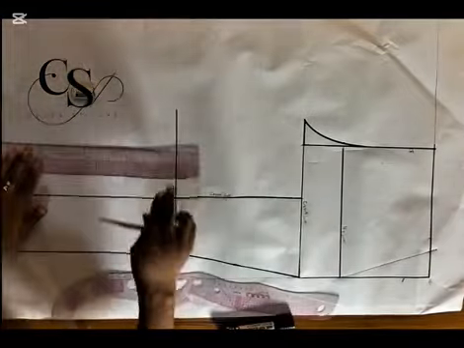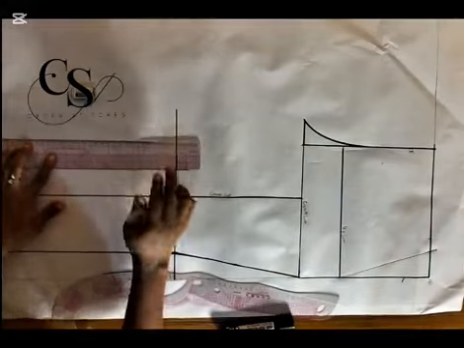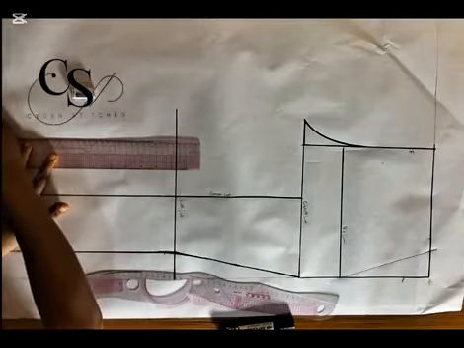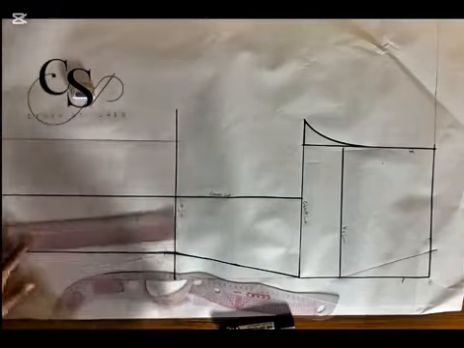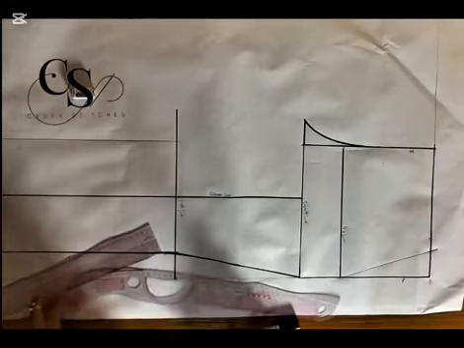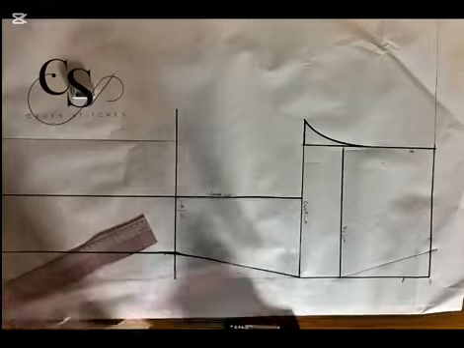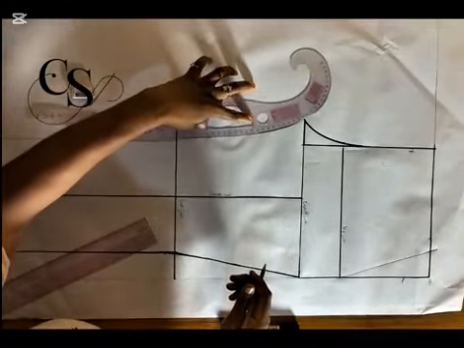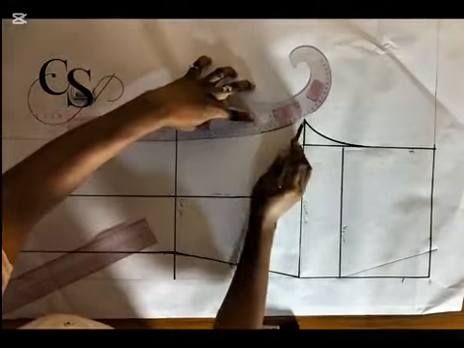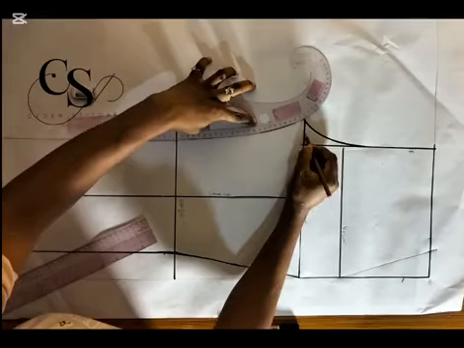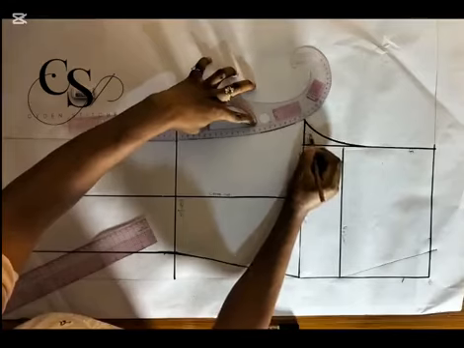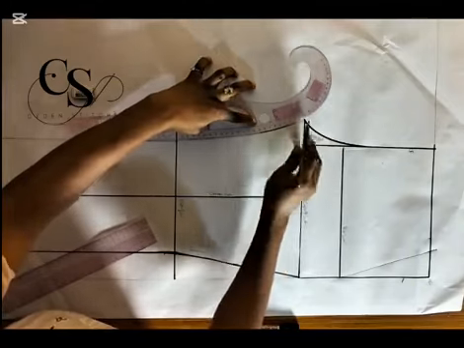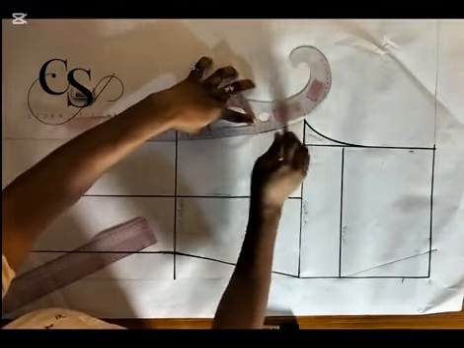So for this other side, you connect here to this point with a straight line, right? And then using your curve like this, you connect this crotch extension. Here is the crotch extension, you connect it like this.